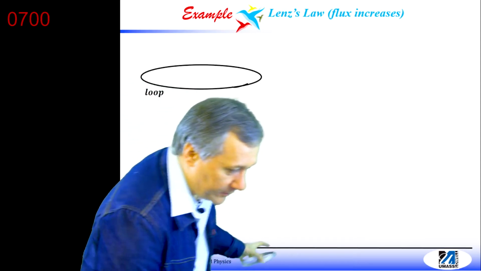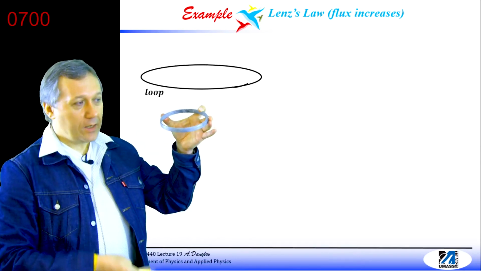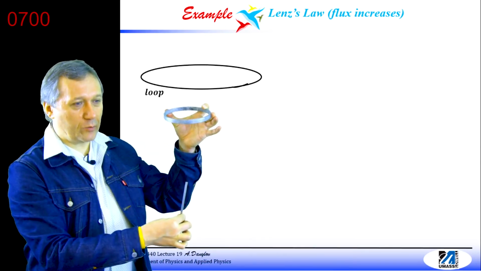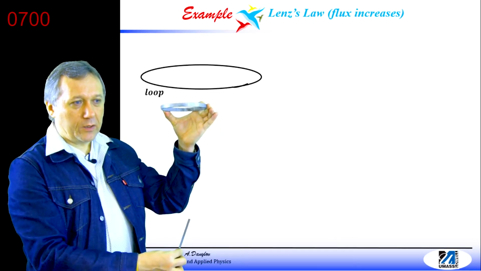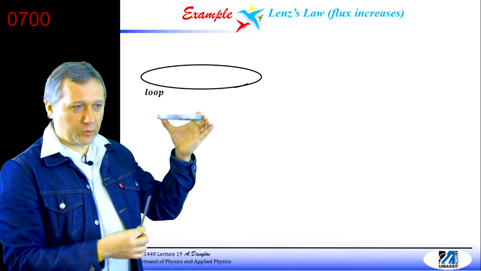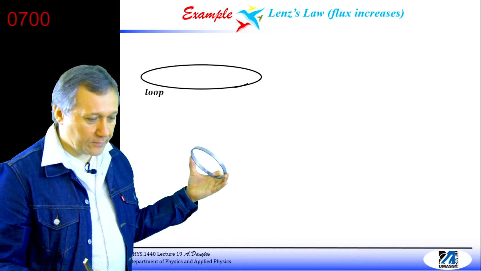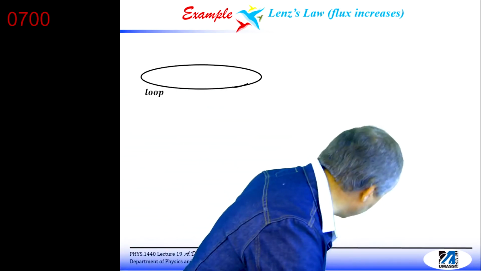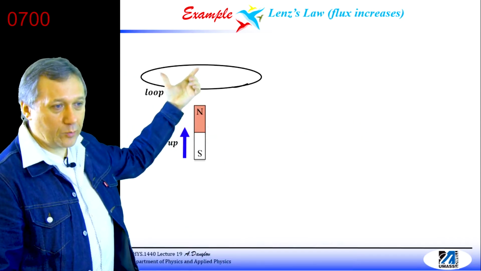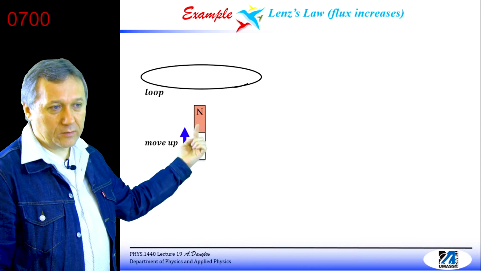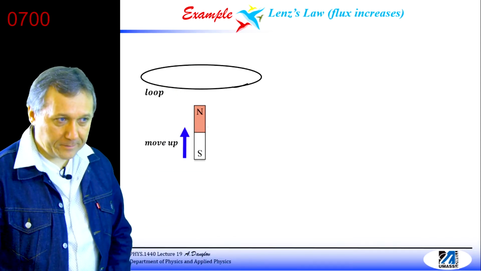So first example, this situation. Let's assume that I have this loop, and I have a permanent magnet. And what if I move this permanent magnet into the loop? What will happen in this loop? Are we going to produce current? And what's the direction of the induced current? Okay, so that's the situation. Here is the conducting loop, here is my permanent magnet. Let's say this is the North Pole, and we move that magnet up.